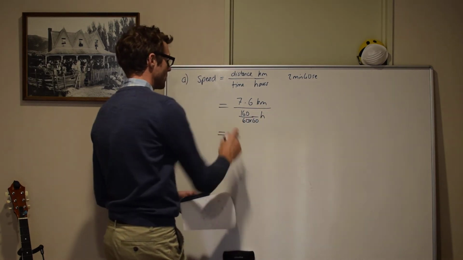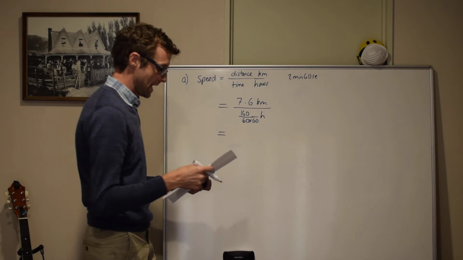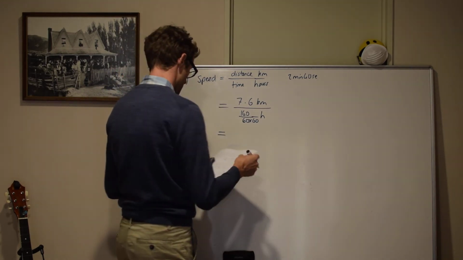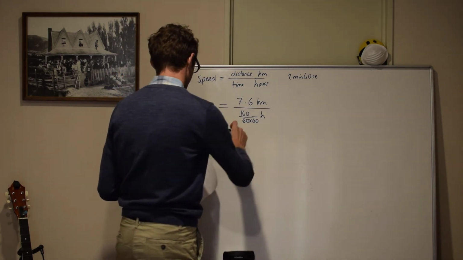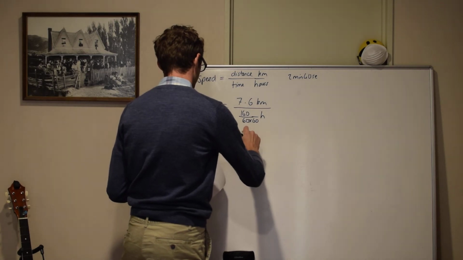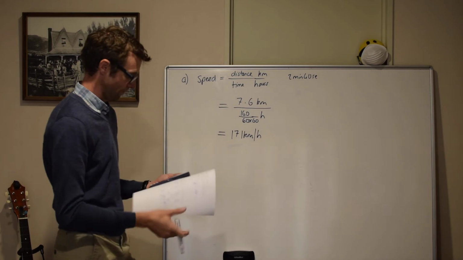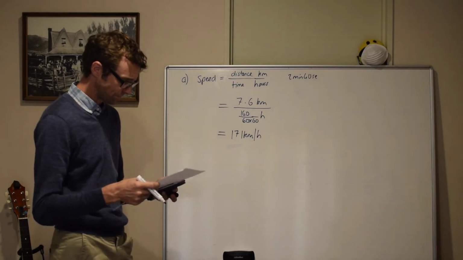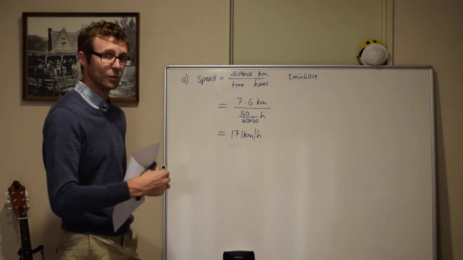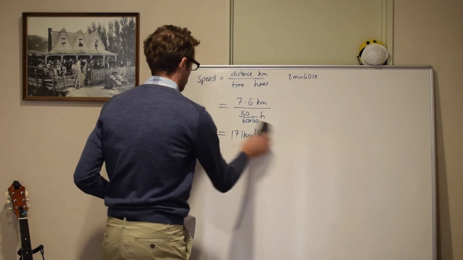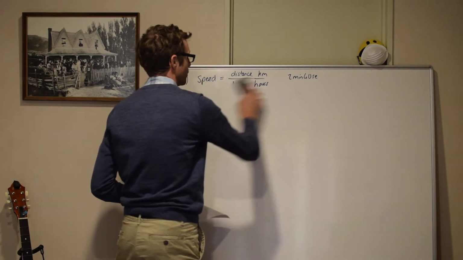And so if we do this, you can check it on your calculator, you're going to get, I think it is 171 kilometres per hour. Maybe just check that. Okay, now that's all very well. That's not quite a nice question. The next one is a little bit more tricky.